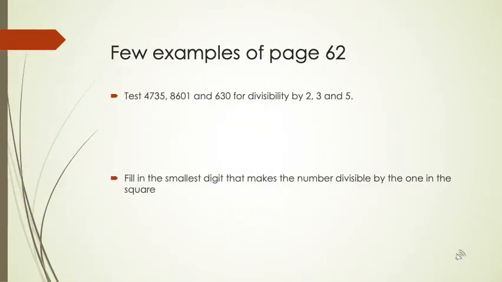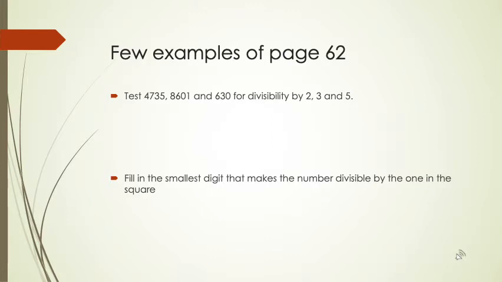Let's discuss a few examples in your textbook. Open page number 62. Here the first example is to test 4735, 8601 and 630 for divisibility by 2, 3 and 5. This means you have to check whether these three numbers are divisible by 2, 3 and 5 or not. Let's check the first number. This number is divisible by 5 because it ends in 5, but it is not divisible by 2 since it is an odd number.